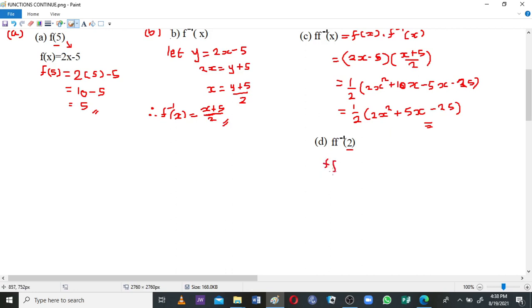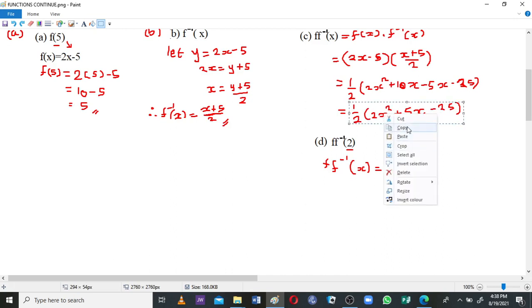Look at this, f inverse(x) is the function that we just got. So this is the function here. Let's just copy this. Let's hope you'll be able to see that. So this is the function here.